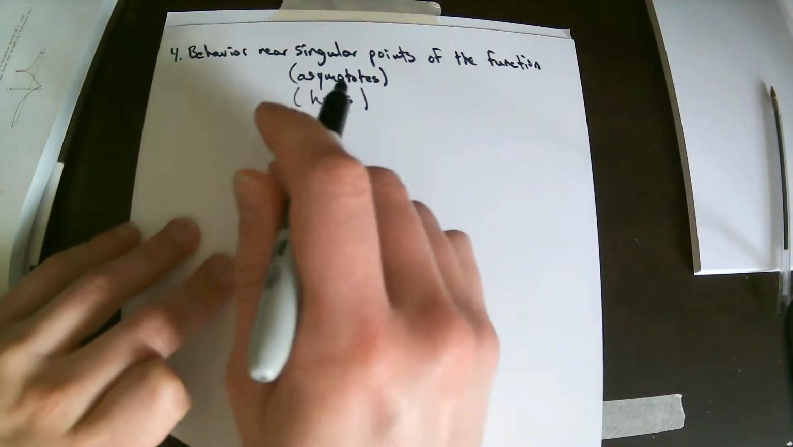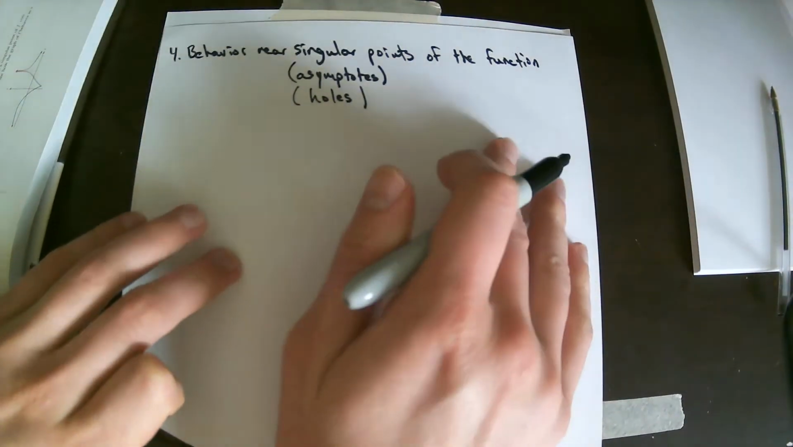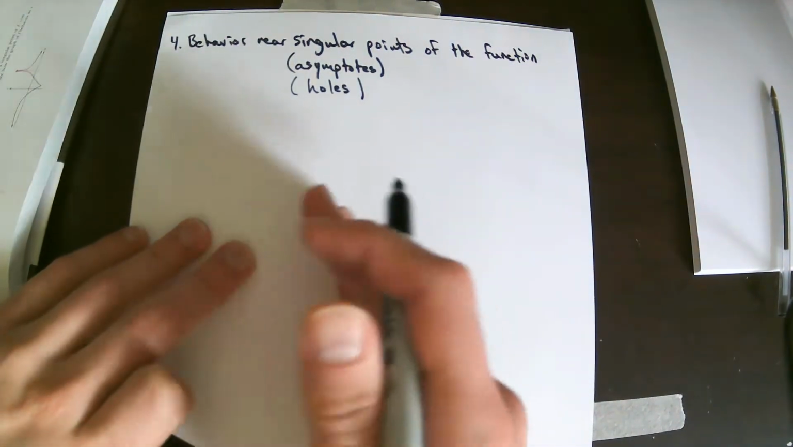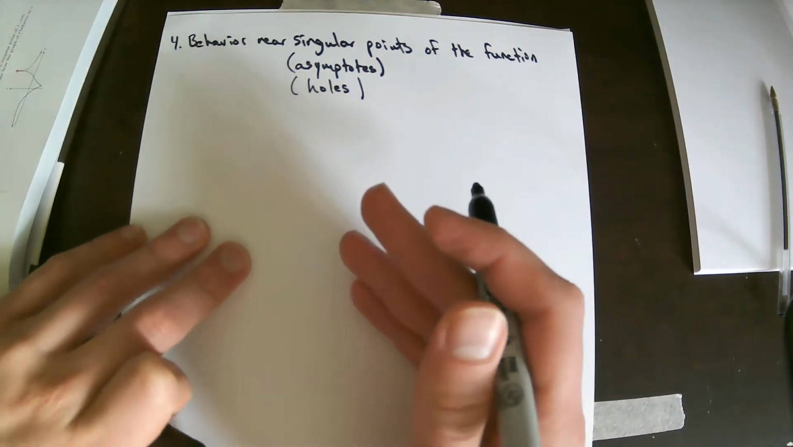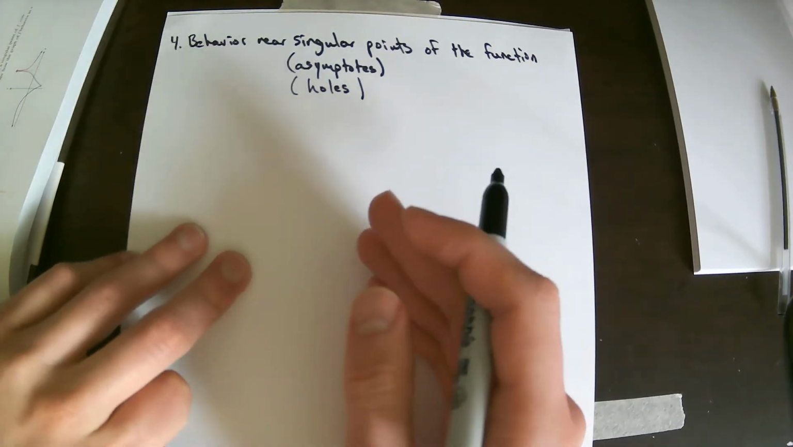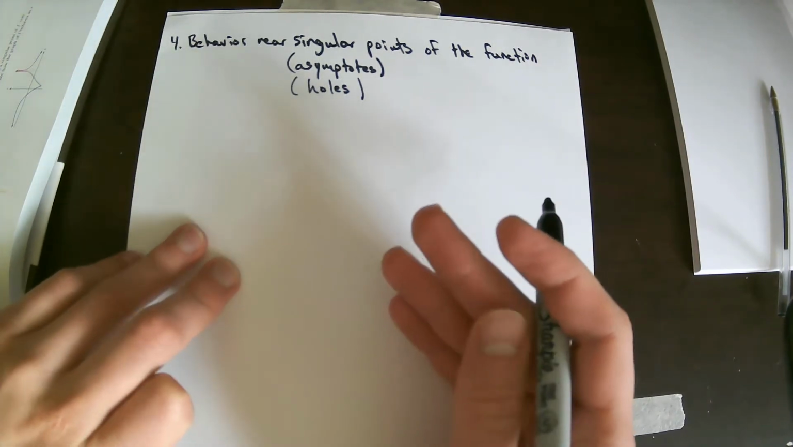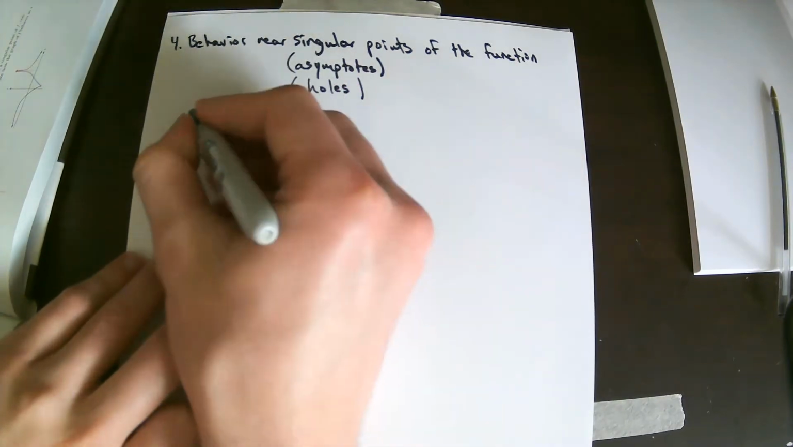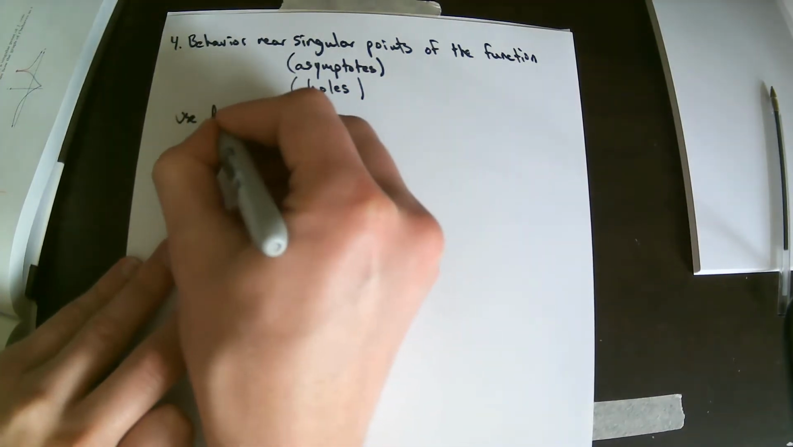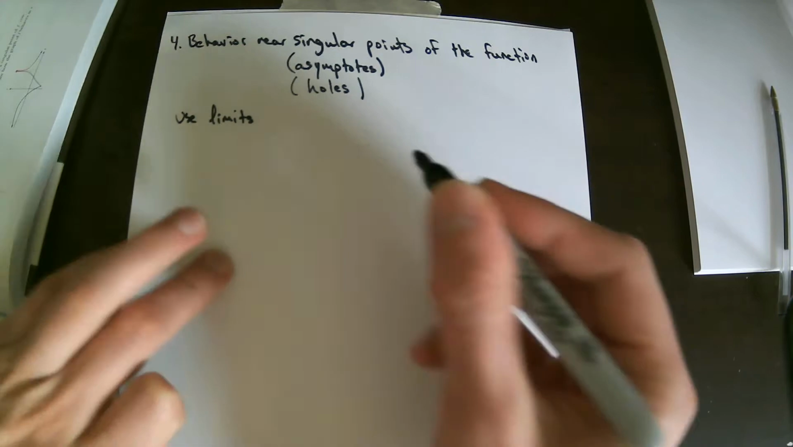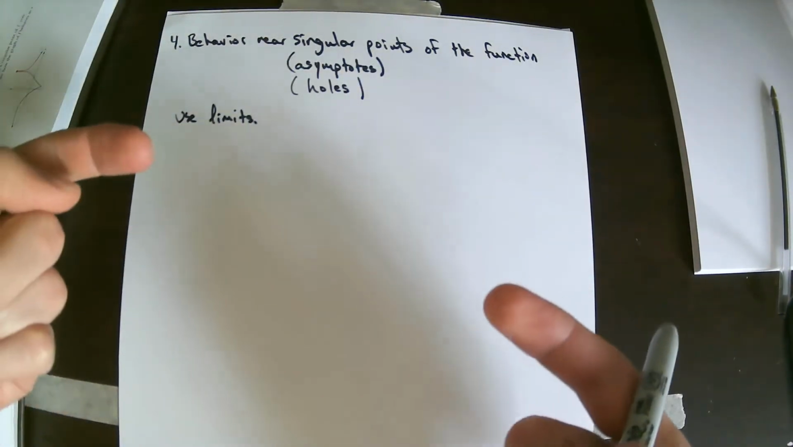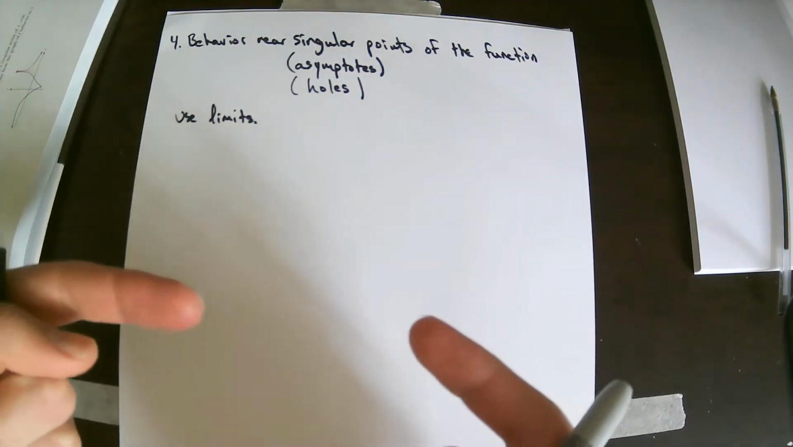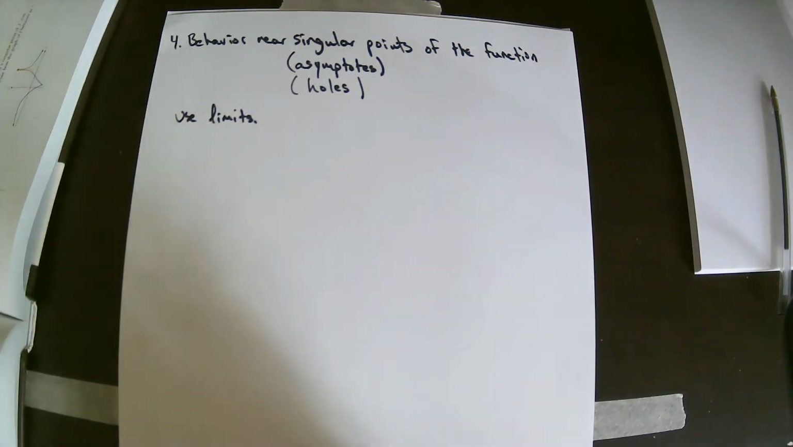And to investigate behavior near these singular points, because singular points are points you can't plug into a function, like 1 over x, can't plug 0 in there, that's a singular point. So how do you investigate it? You use limits. You let the limit approach from either side, towards that singular point.